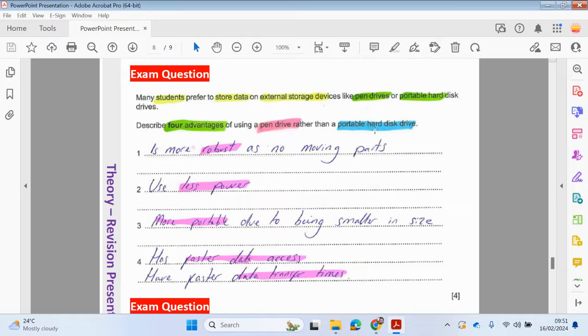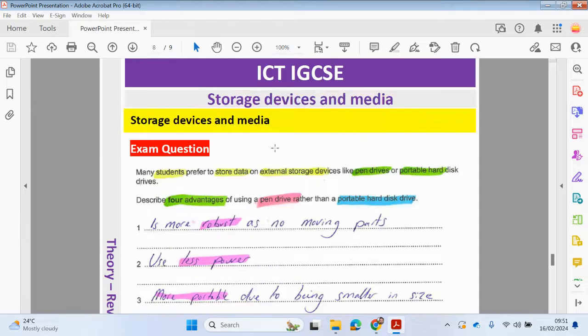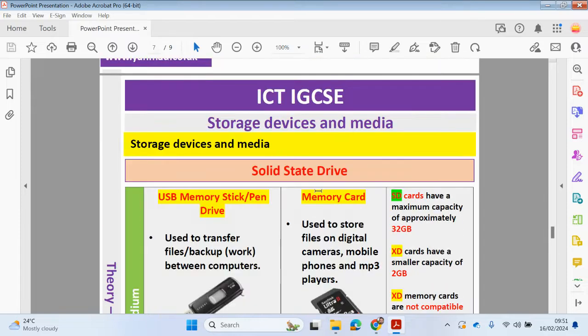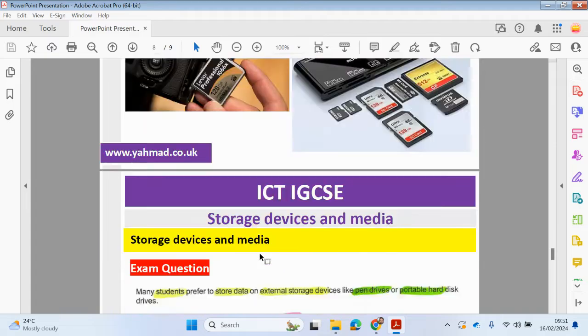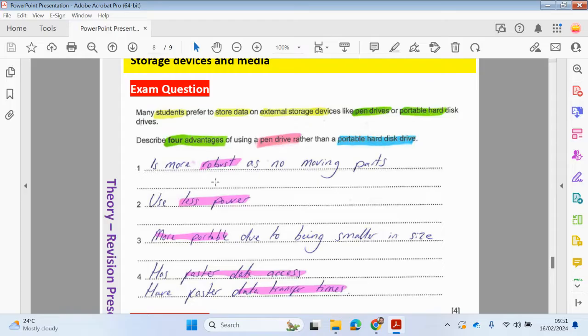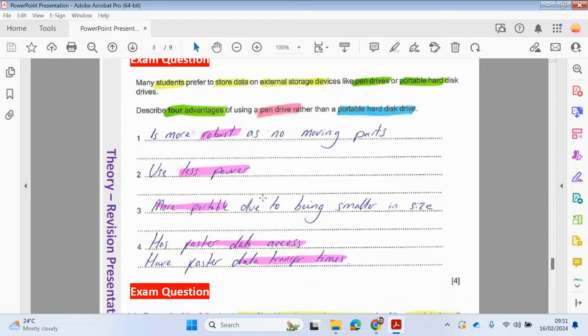So this is not solid state. You can see here we have looked at 2 types of portable hard drives. One could be solid state, where there are no moving parts. But if it's a hard disk drive, you will have moving parts. So with any solid state drive, there will be no moving parts. So you can say it's more robust as there are no moving parts. Solid state drives will use less power. It will be more portable due to being smaller in size, and has faster data transfer speeds and access as well.